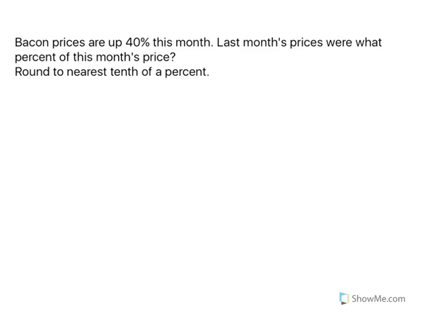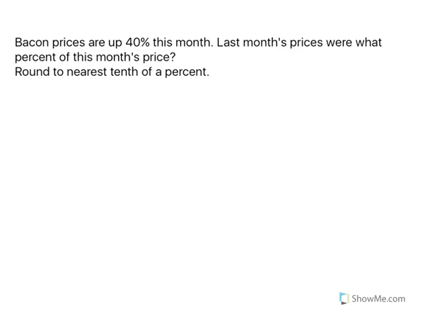Bacon prices are up 40% this month. Last month's prices were what percent of this month's price? Round to the nearest tenth of a percent. Now, this problem is not quite as straightforward as it seems, and I find this problem to be very difficult without more information, because all you're given is it's up this month, and we kind of have to go backwards.